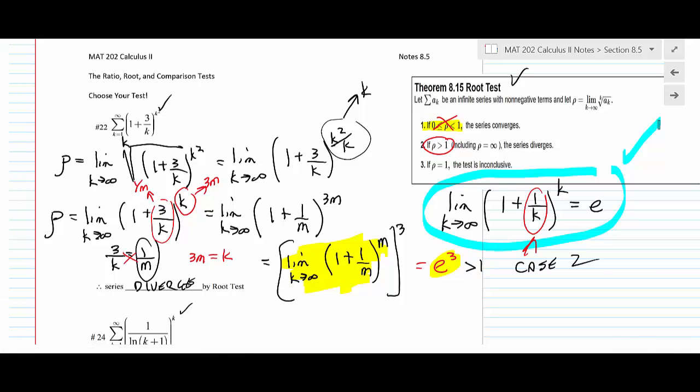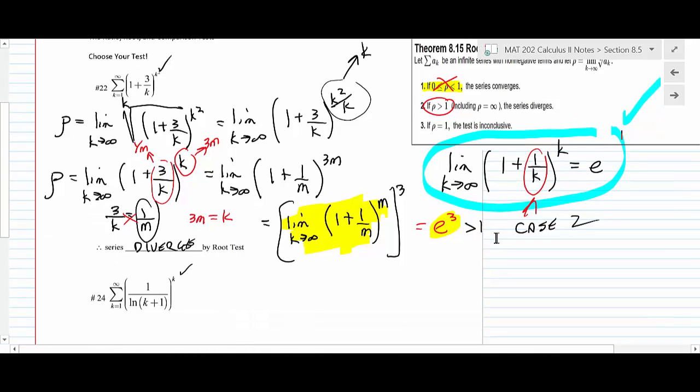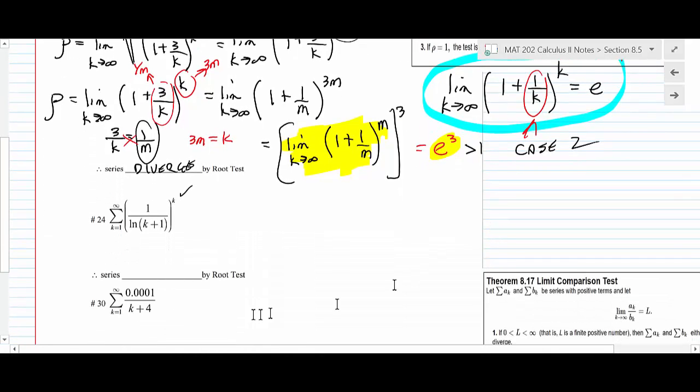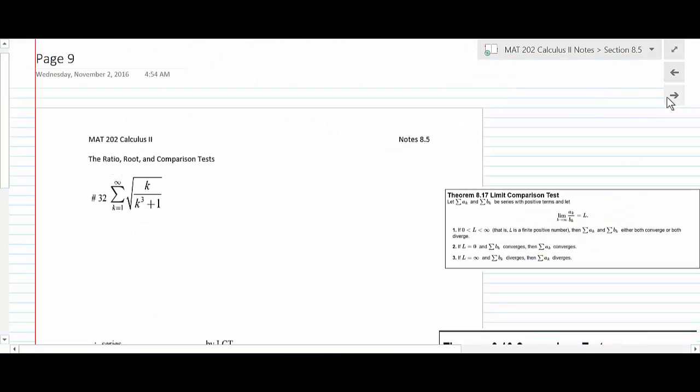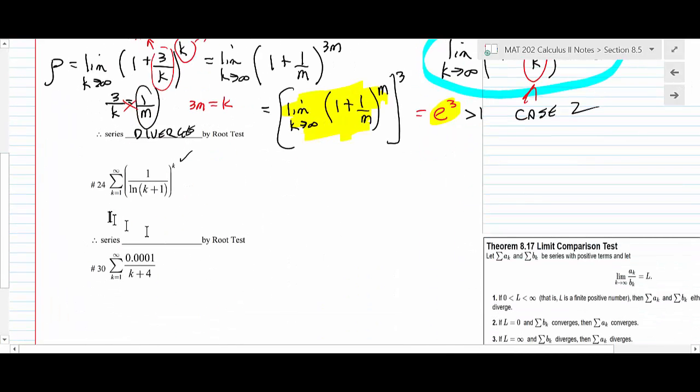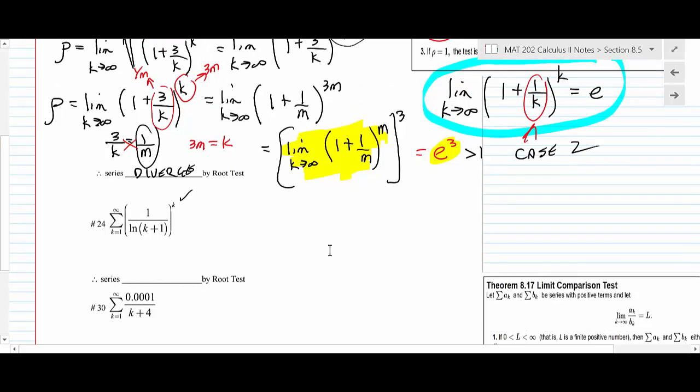Okay, so that would be a root test on that. Okay, let's do this one, and then let's do 30. And let's see, I think this number 30 I bypassed. This is earlier in your notes, but I want to show you the correct way to do that now. Okay, so number 24, why would a root test be a good way to do 24?